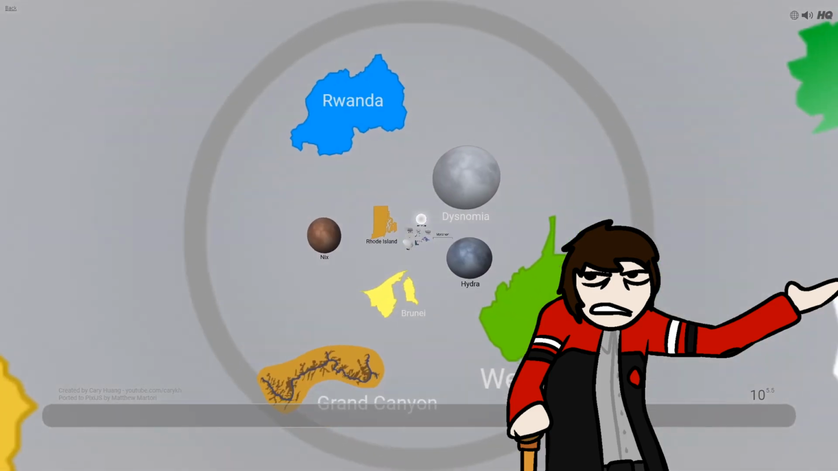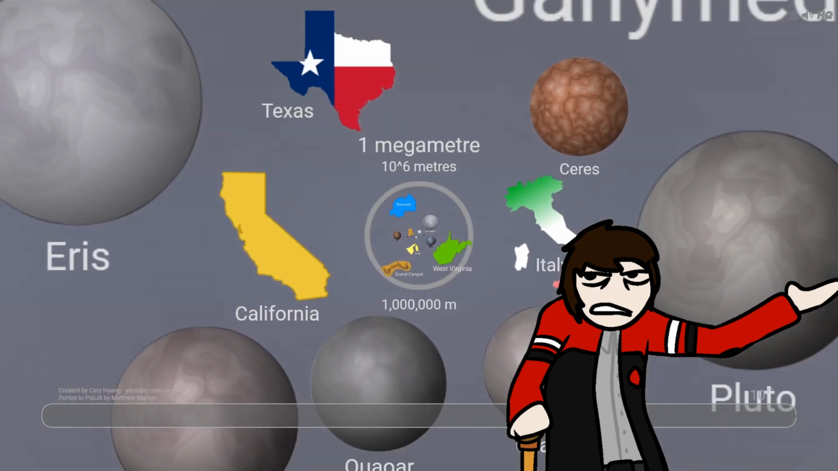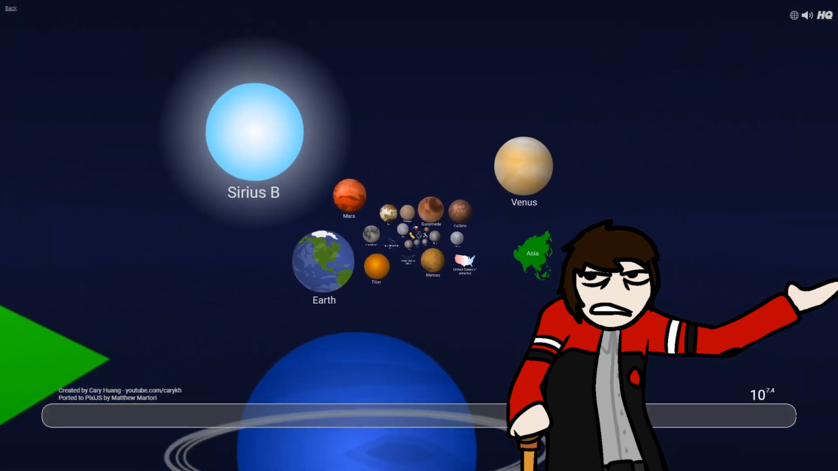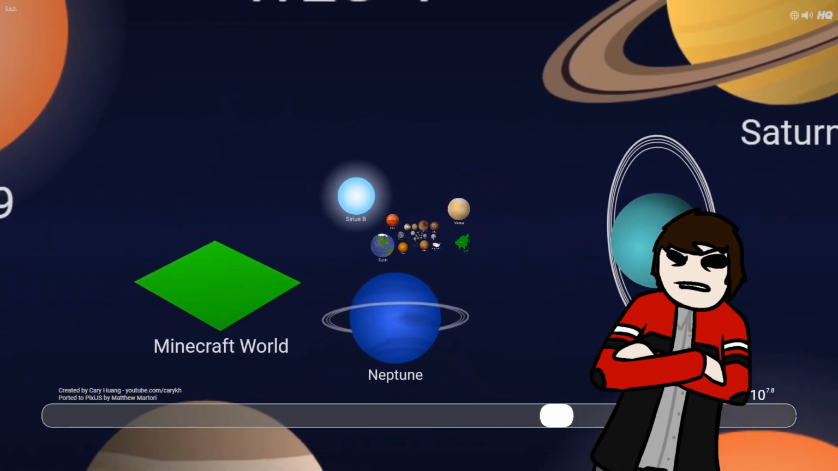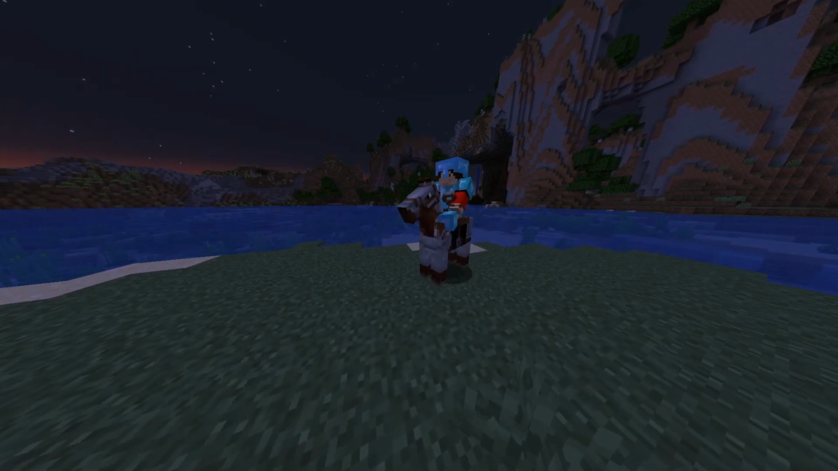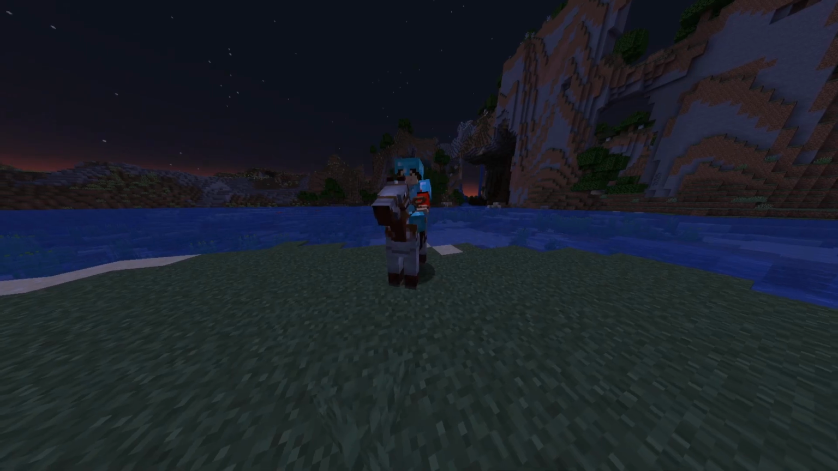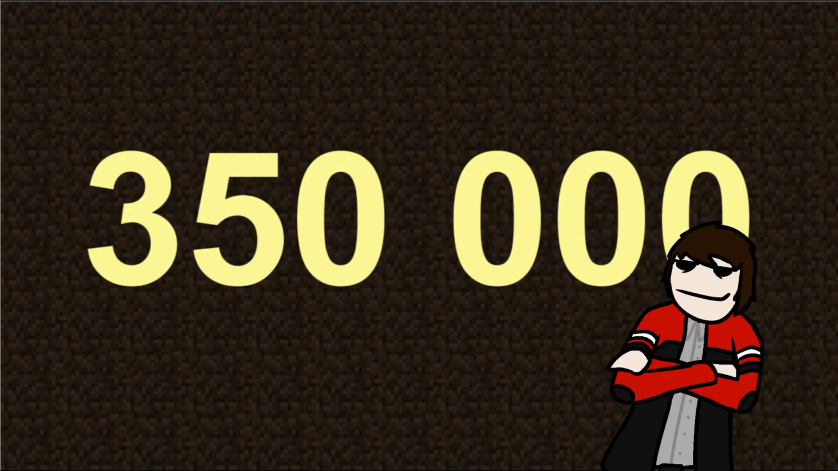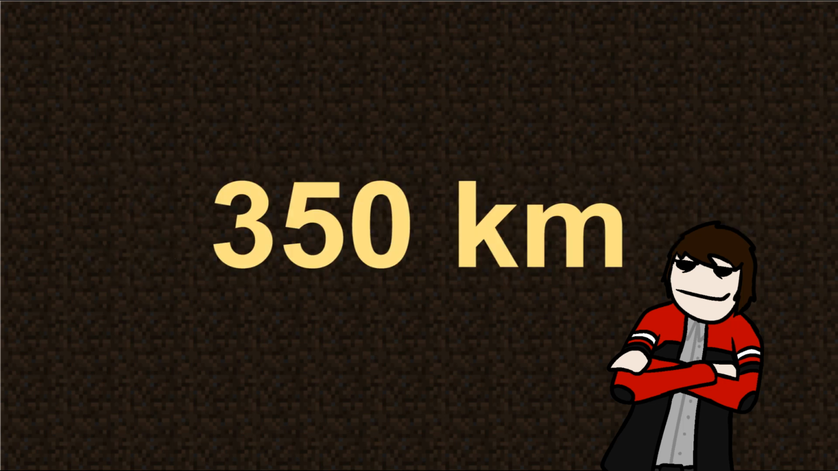Now, I know the map border of a Minecraft world is about 60 million blocks long, which would make it bigger than Neptune, but let's be real, in your typical Minecraft game you're not going further from your initial spawn than, let's say, 100,000 blocks. Barely anyone does that. Let's play it safe and assume the diameter of the entire continent to be around 350k blocks, which would account for 350 kilometers.